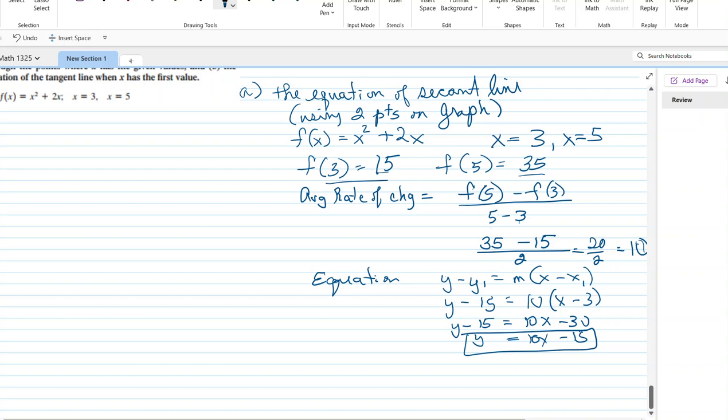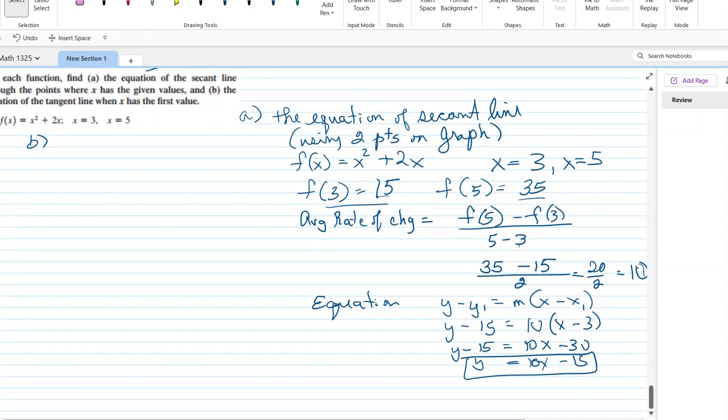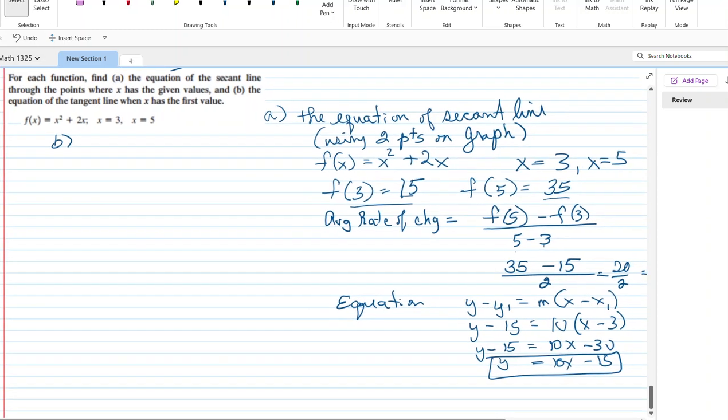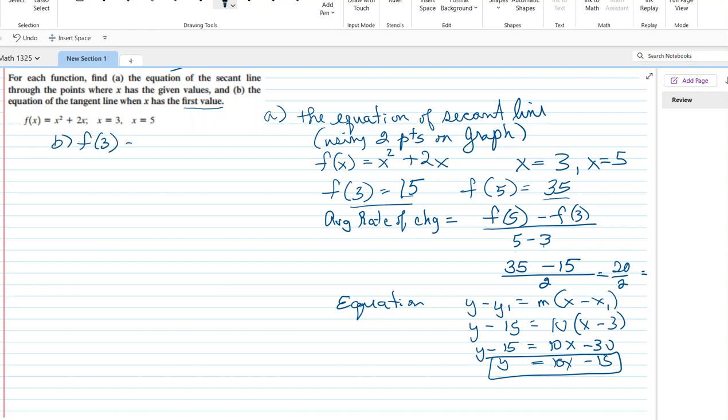Now we're going to do the B. The B wants the equation of the tangent line at x has the first value. The first value is 3. f of 3 equals 15. Now we're going to take the difference quotient to find the instantaneous rate of change.